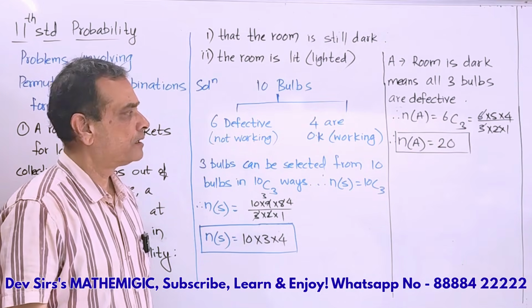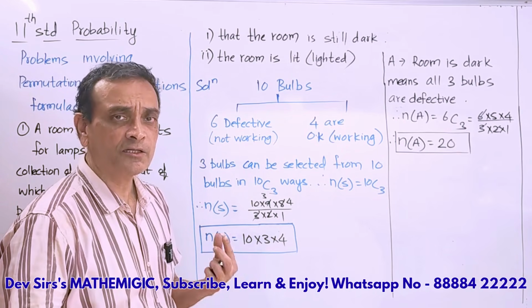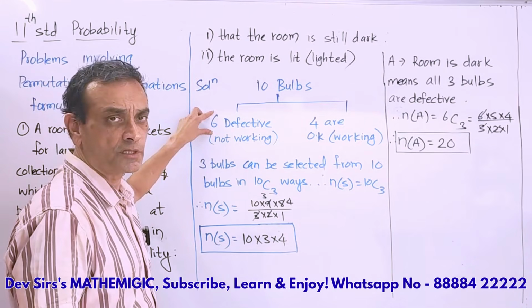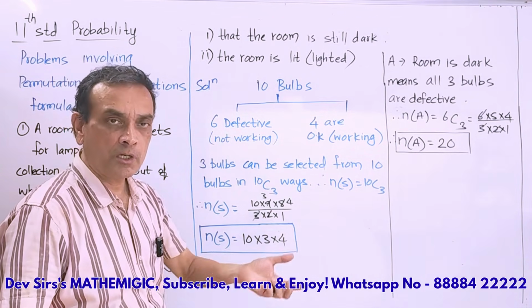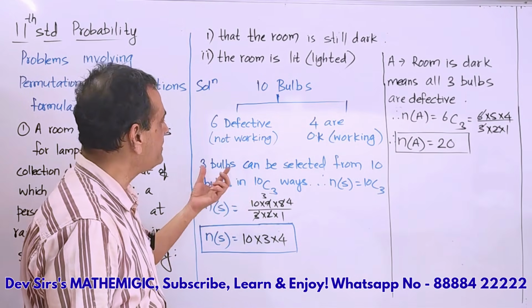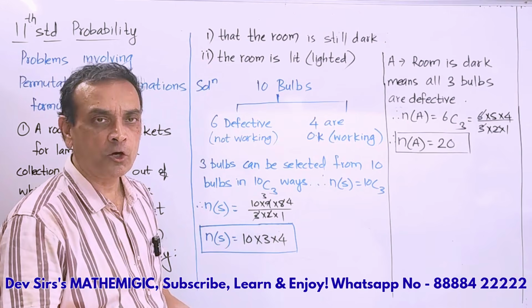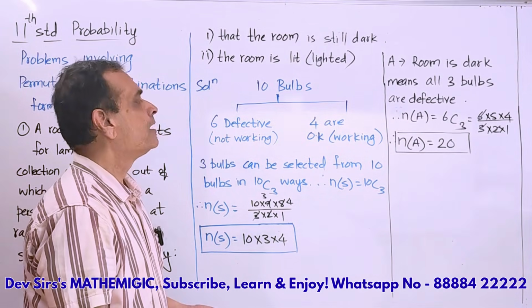nA, that is number of ways of selecting 3 defective bulbs from 6 defective bulbs. Number of ways means, supposing if you name the bulbs as B1, B2, B3 up to B6, you can get B1, B2, B3 or B4, B5, B6. These are the total number of ways, right?